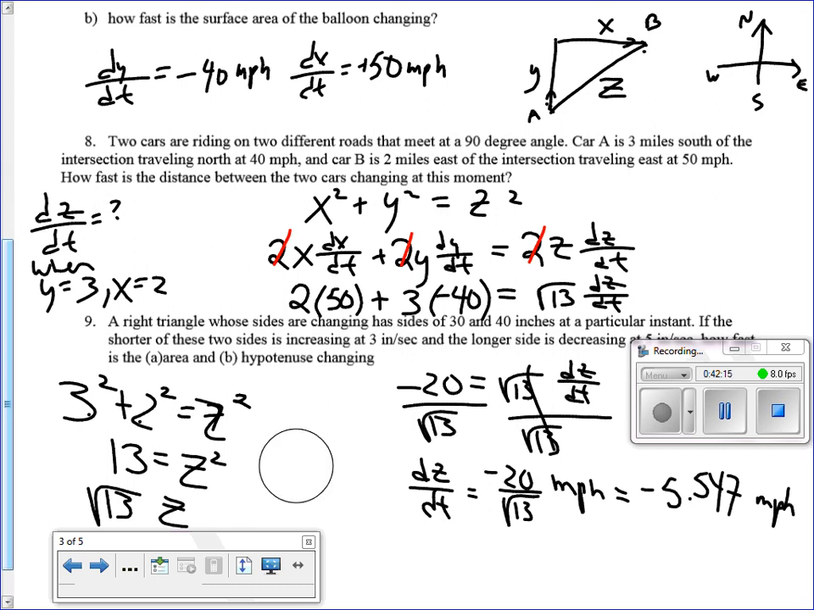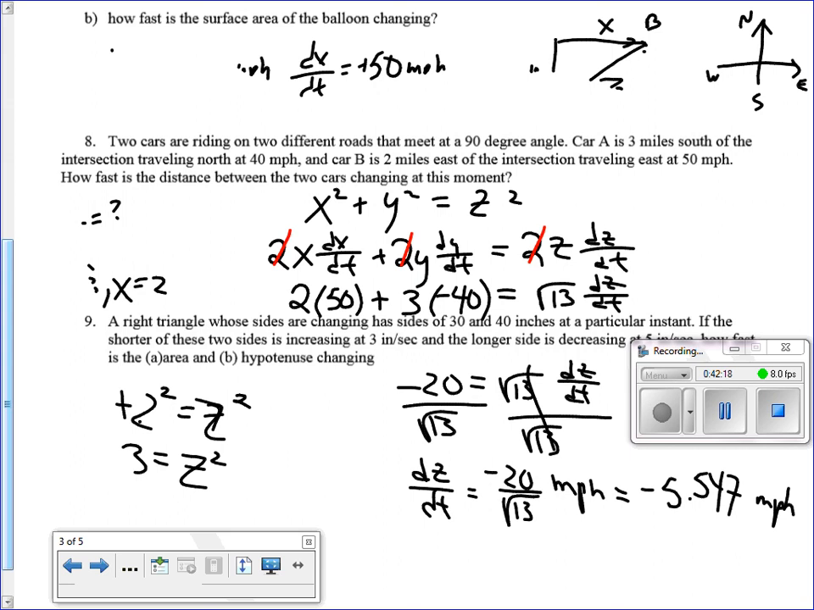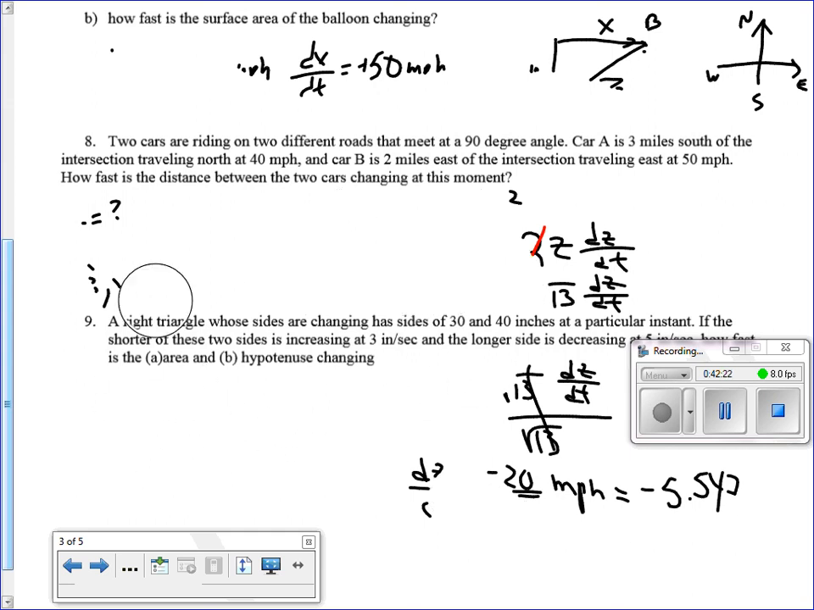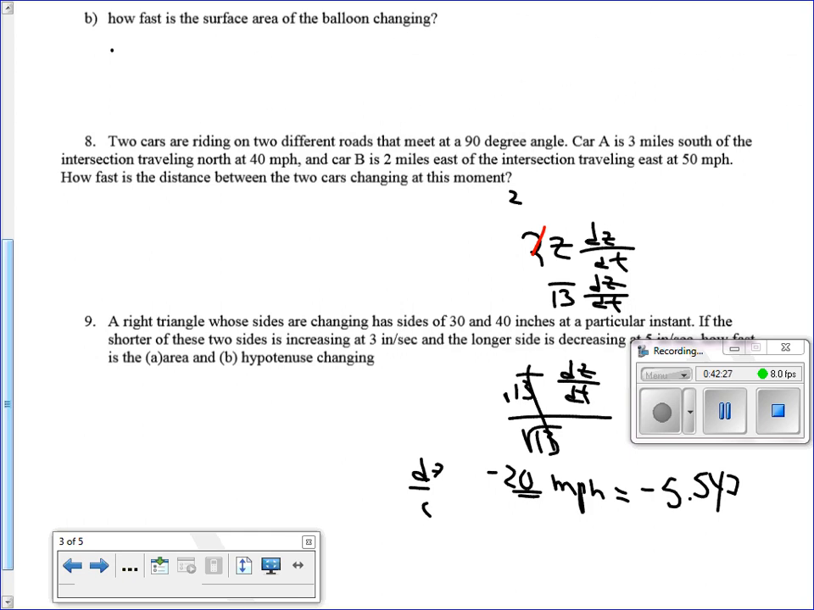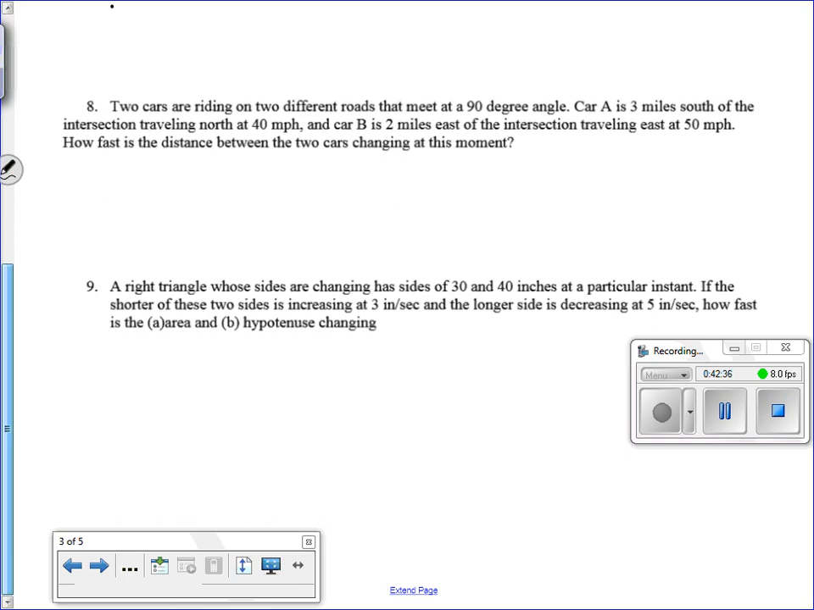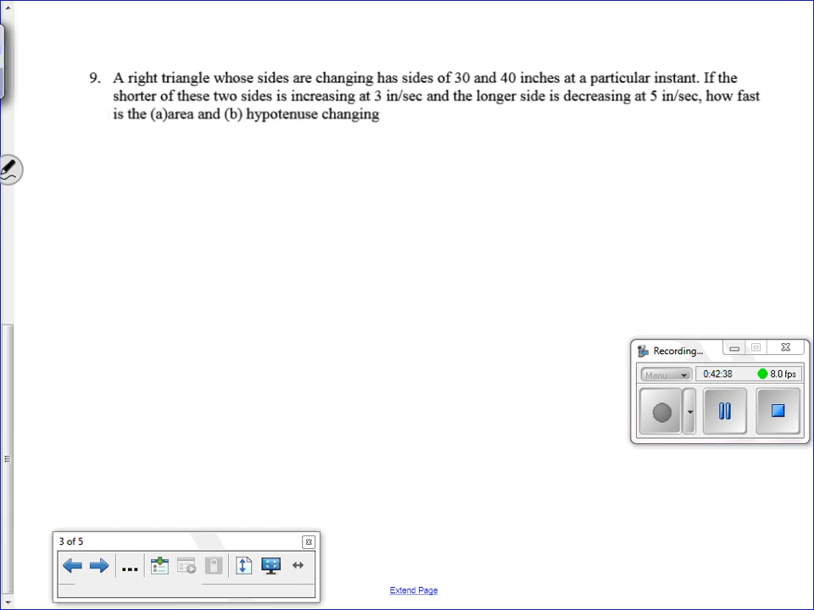Number 9. A right triangle whose sides are changing has sides of 30 and 40 inches at a particular instant. Those are temporary values, so we don't use those. Let me just draw my right triangle.